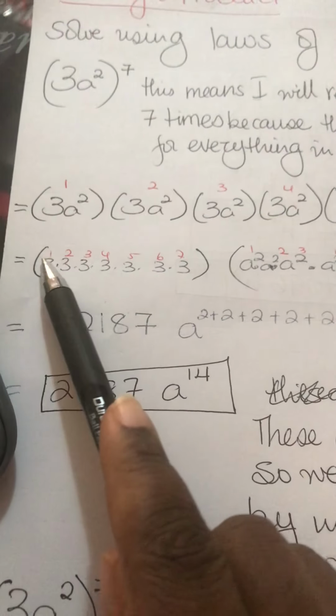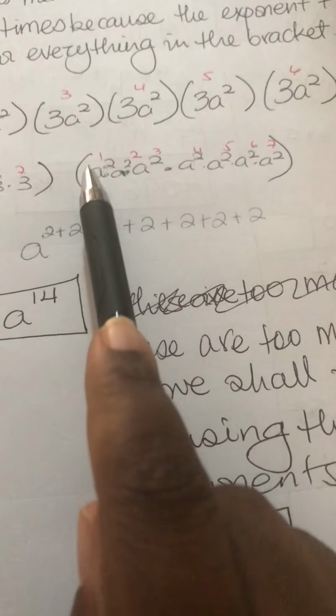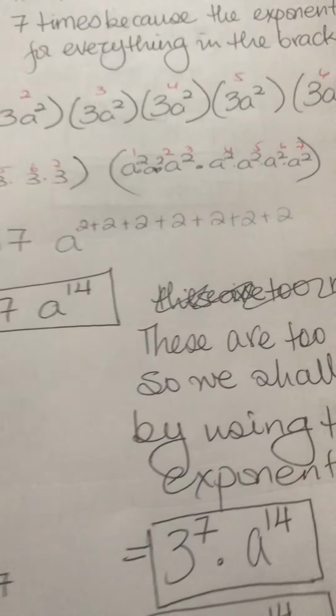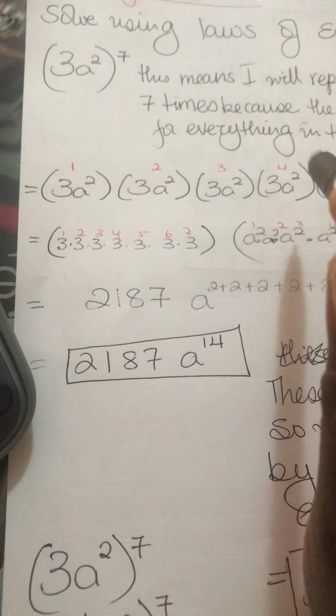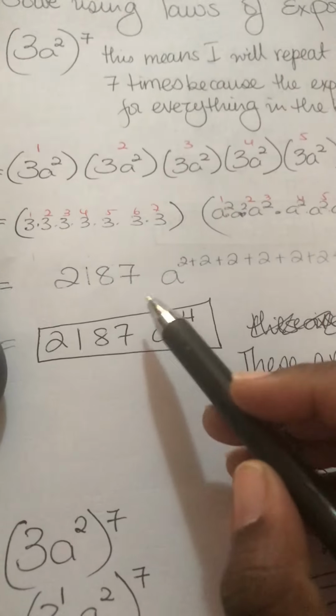Okay? And then you multiply all your coefficients. Then you add all the exponents for your variables. What if this was a million? That time we don't have.